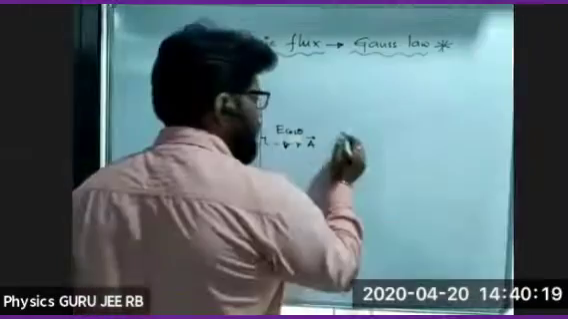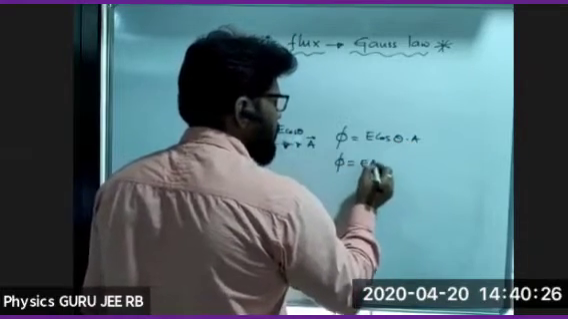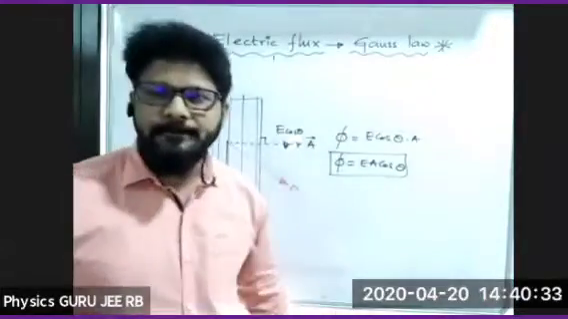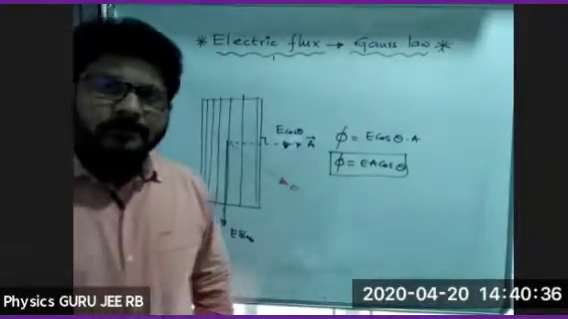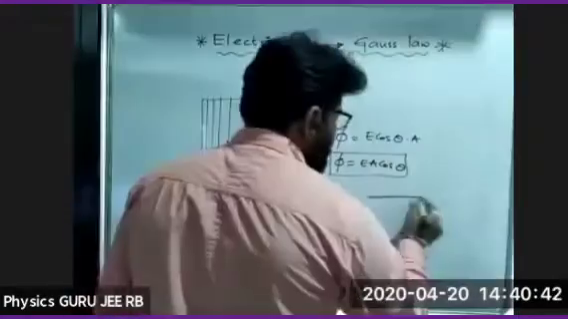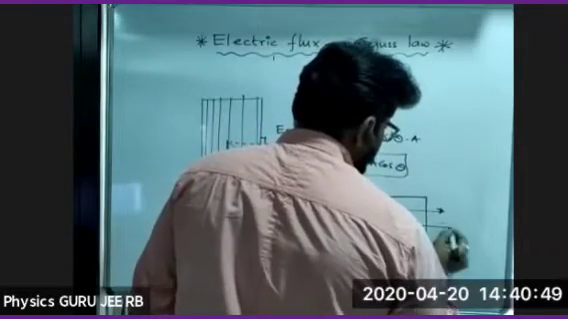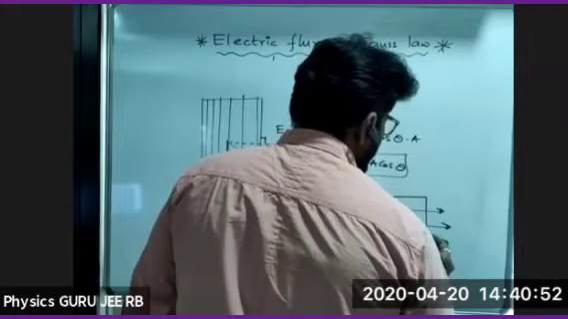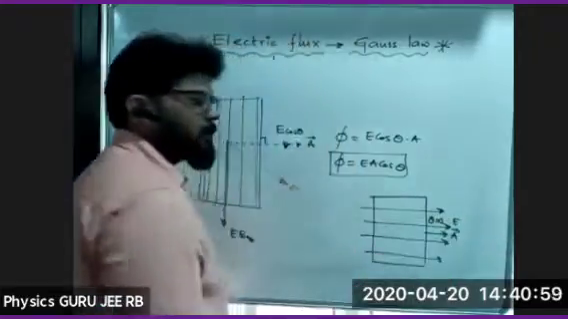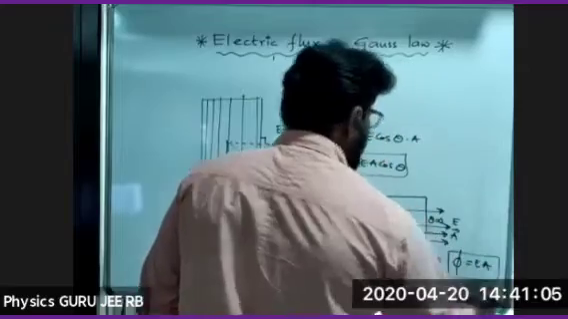Now we can write the flux phi is equal to E cos theta into A, or flux is equal to EA cos theta. Is it clear, this one? If you know the angle theta, then we'll substitute and proceed. In the previous case, the electric lines are passing like this, and this is the direction of A, direction of E. So theta is equal to 0. Cos 0 is nothing but 1. So flux at this particular point is equal to E into A. Is it clear?